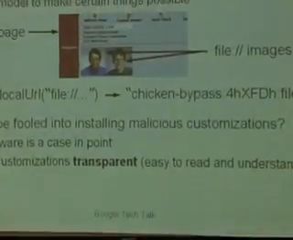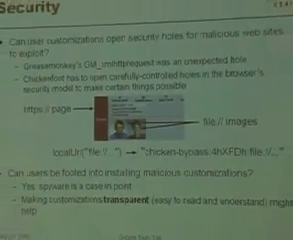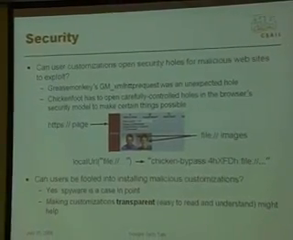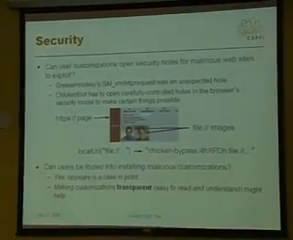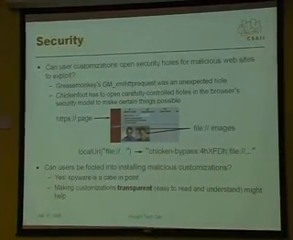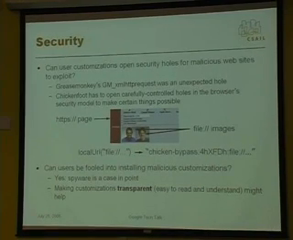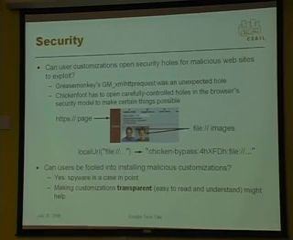Grease Monkey had a big problem with security last year. It turned out that one of their API calls, GM XML HTTP request, would allow a malicious website to pretty much make an HTTP request anywhere, and in fact, to inspect your entire hard drive and things like that. So you have to think carefully when you're writing these kinds of things.